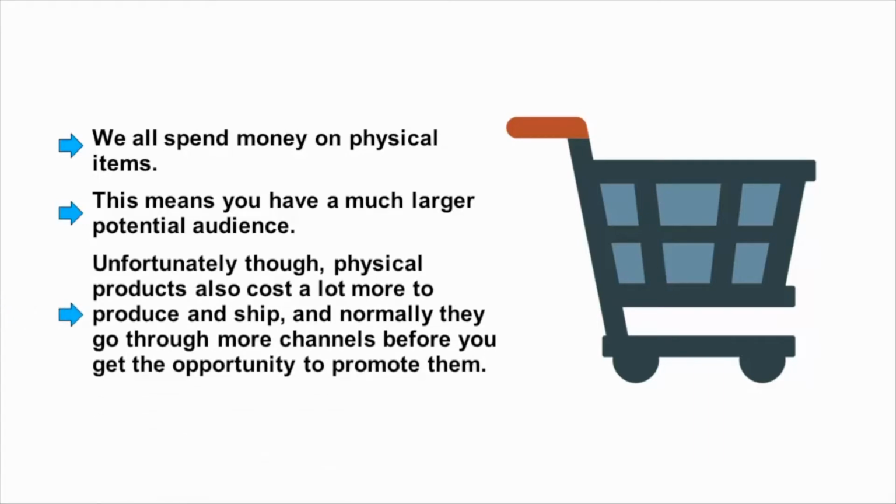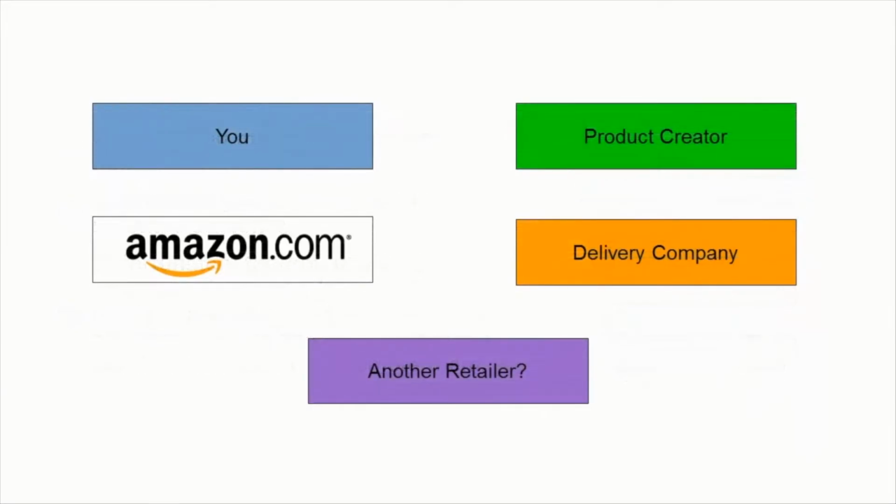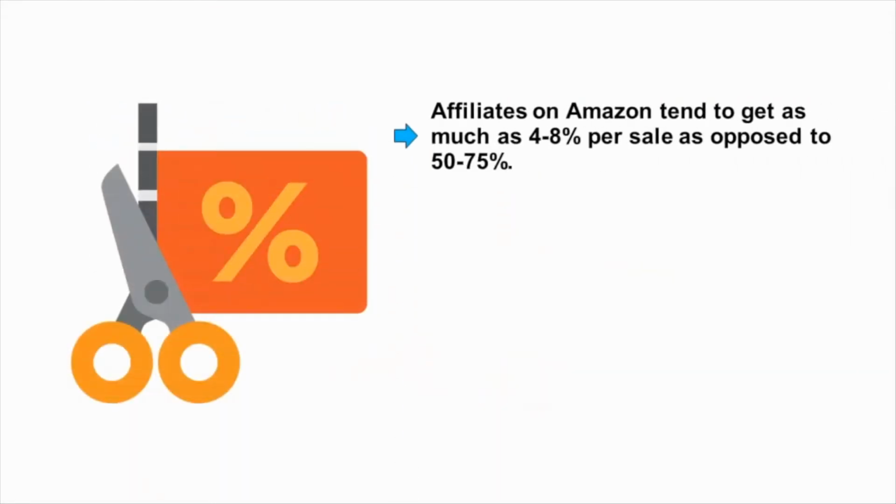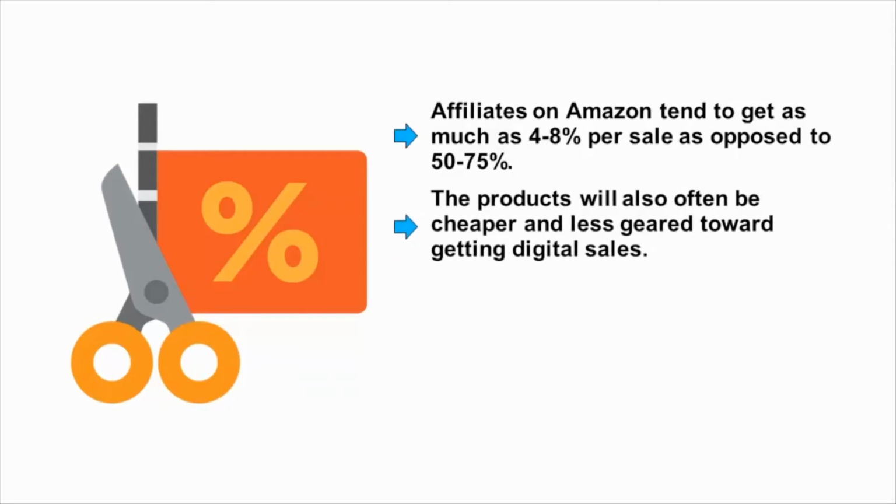Unfortunately, though, physical products also cost a lot more to produce and ship, and normally they go through more channels before you get the opportunity to promote them. When you sell a product through Amazon, for instance, the money is going to get split between you, the product creator, Amazon, the delivery company, and possibly even another reseller. As such, affiliates on Amazon tend to get as little as 4 to 8% per sale, as opposed to 50 to 75%. The products will also be cheaper and less geared towards getting digital sales.